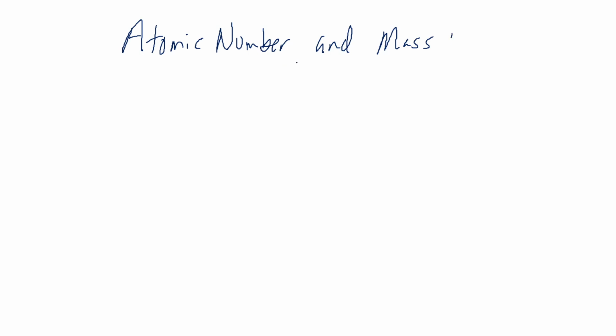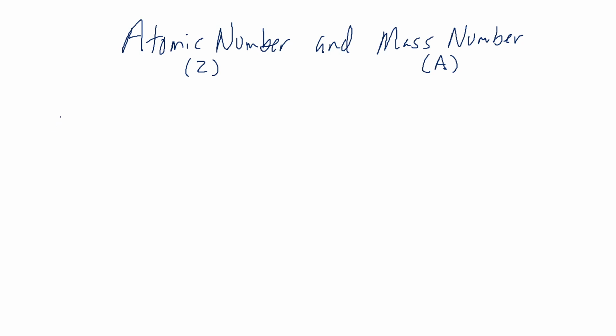A couple of properties of atoms that we talk about a lot are atomic number and mass number. Sometimes atomic number is abbreviated with a Z, and mass number is sometimes abbreviated with an A. We're going to talk about what they are, what we do with them, and how we could calculate them. So here we go. Let's get started.